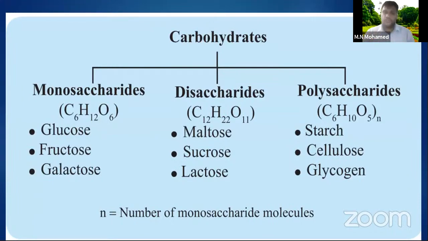Carbohydrates are divided into three: monosaccharides, disaccharides, and polysaccharides. There are three monosaccharides: glucose, fructose, and galactose. Disaccharides are maltose, sucrose, and lactose. Actually we are studying three, right? Polysaccharides are starch, cellulose, and glycogen. There are some other polysaccharides also, but the main groups are these.